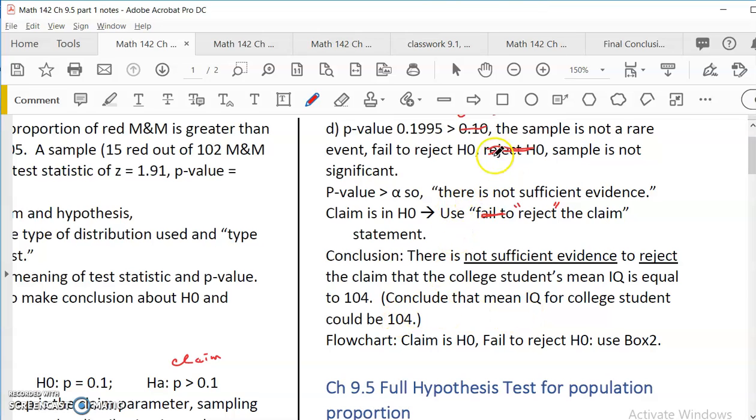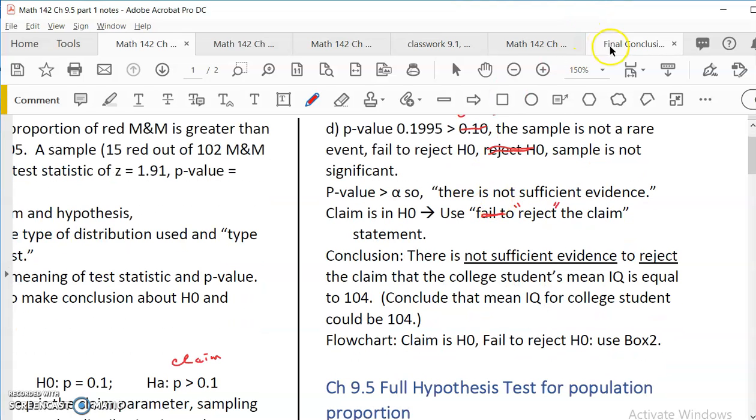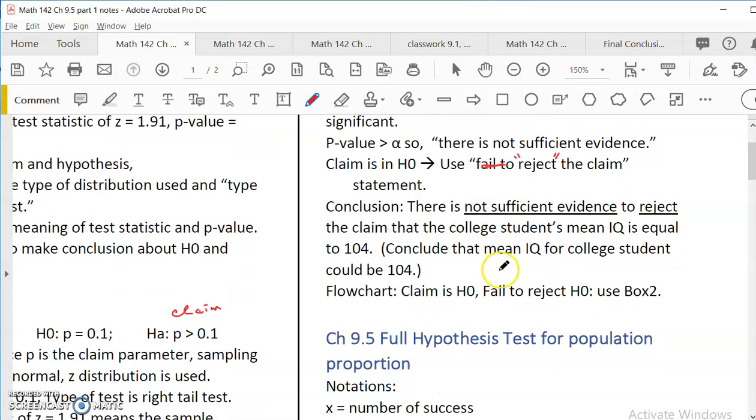Okay, so remember we have failed to reject H0, and then let's look at the flow chart. H0 is the claim because it is equal, and then we fail to reject H0, so we go this path. So the wording that we write is there's not sufficient evidence to reject the claim. You cannot reject, not sufficient to reject. So this is box number 2 of the flow chart.